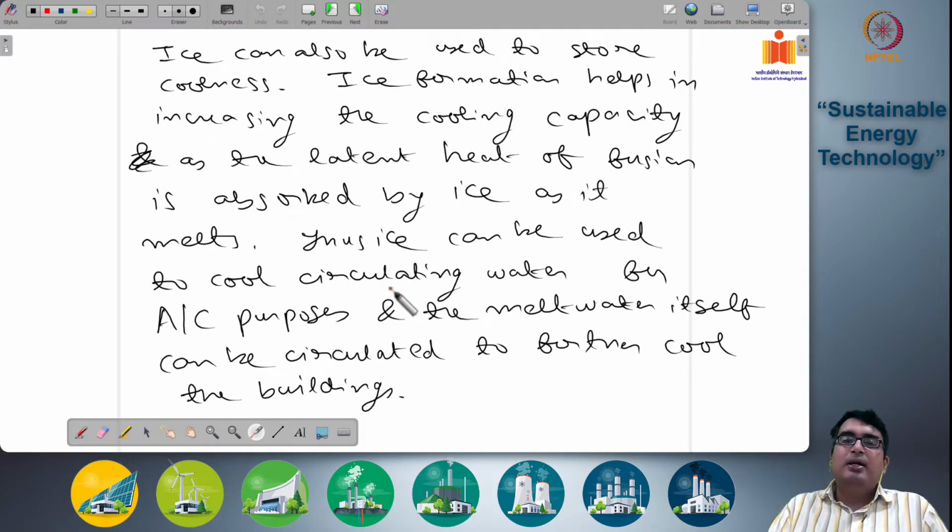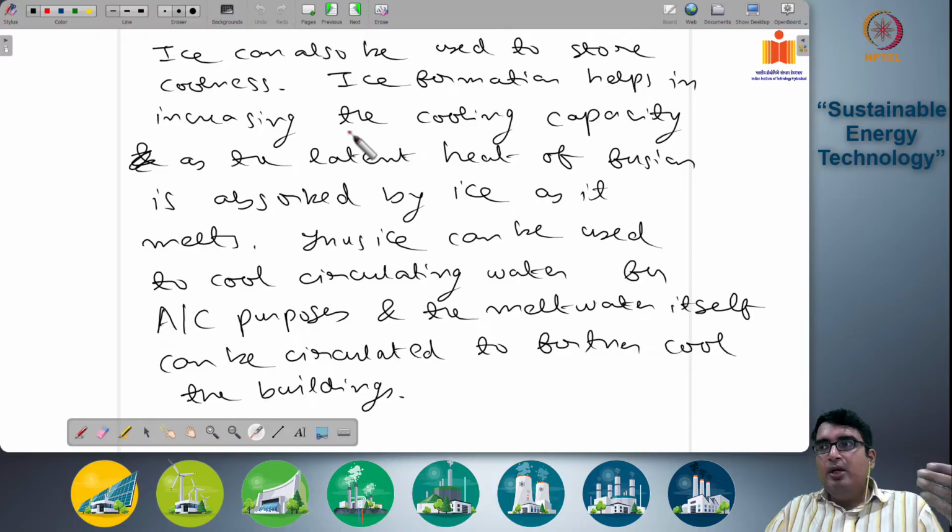Just like chilled water, ice can also be used to store coolness. Ice formation helps in increasing the cooling capacity as the latent heat of fusion is absorbed by ice as it melts. Just like steam, when steam is condensing, it is releasing heat to the system, and hence steam is extremely useful as a medium of storing thermal energy at high temperatures. Similarly, ice, when it melts, absorbs the latent heat of fusion from the surroundings, and hence ice is a very good medium to absorb heat from a system.